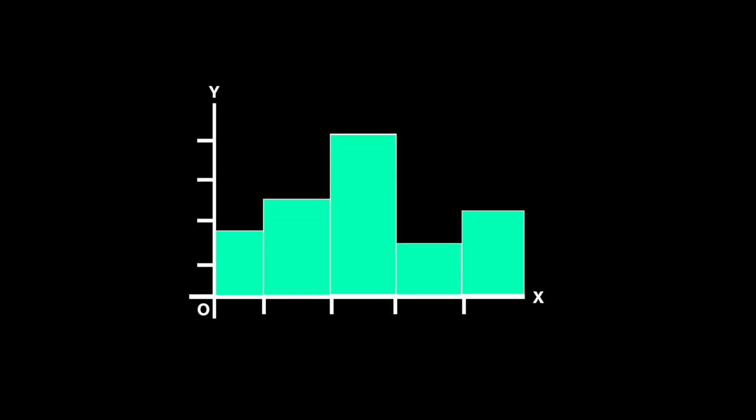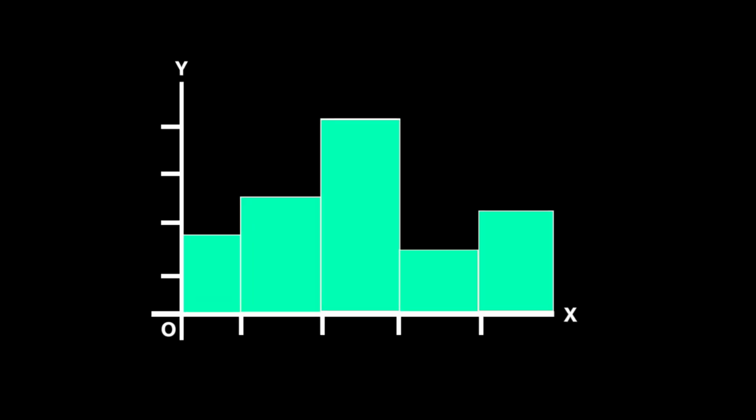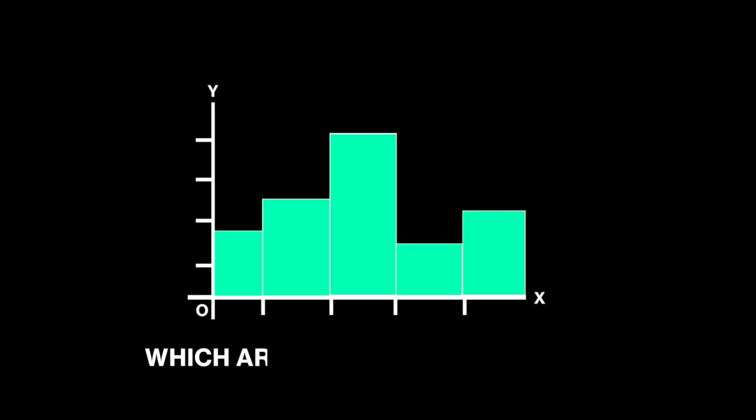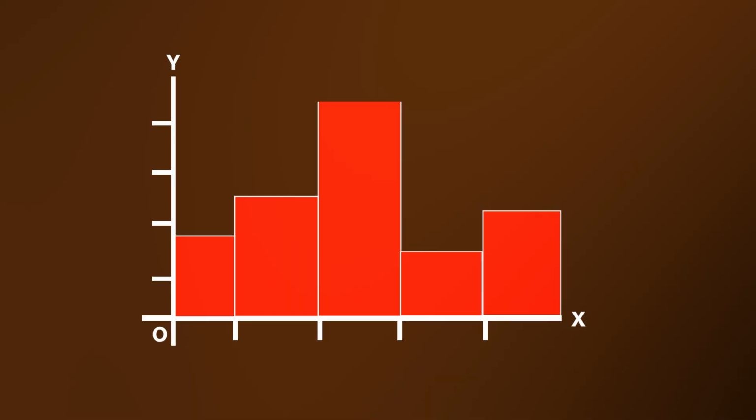Think of a histogram like a bar chart for your data's personality. It shows how often certain values show up by grouping them into bins, which are just ranges of values. Each bar represents a group of values. A taller bar means there are more values in that range.